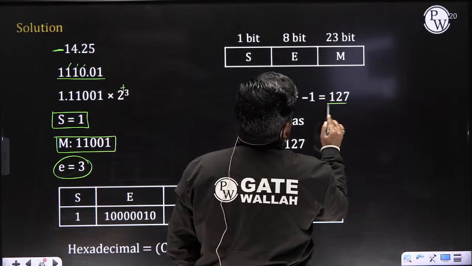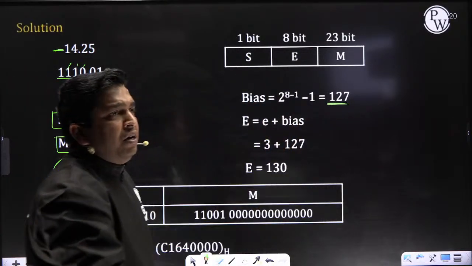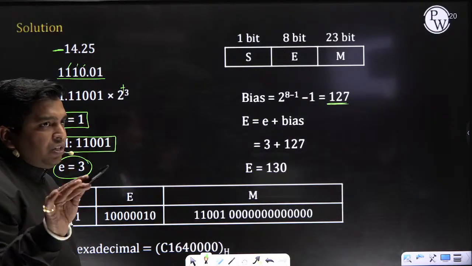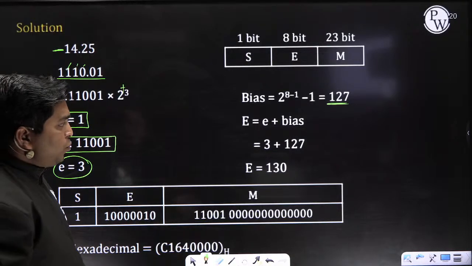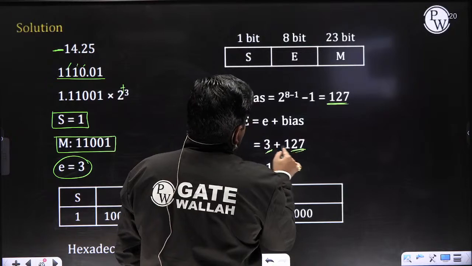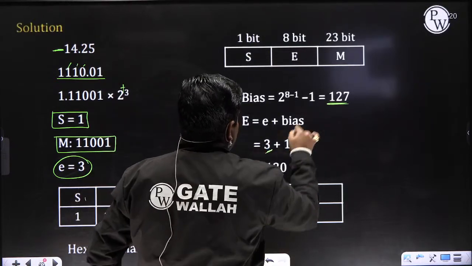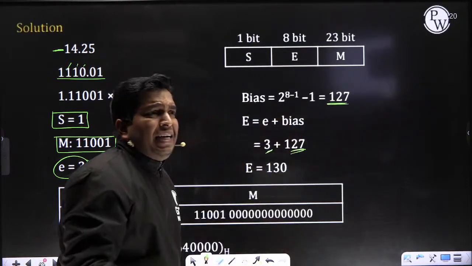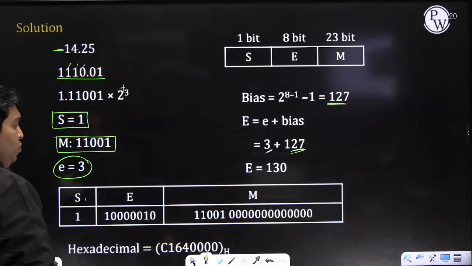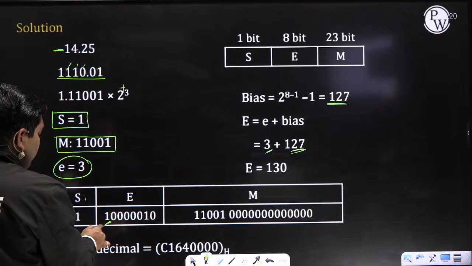Bias is 127 for a single precision, and for a double precision I will tell you, just keep patience, otherwise hoch poch ho jayega. Now here, what is the capital value of E? 3 is the exponent value and bias is 127. You will get 130, my dear, you will get 130. So how you can write 130? 128 and 2.